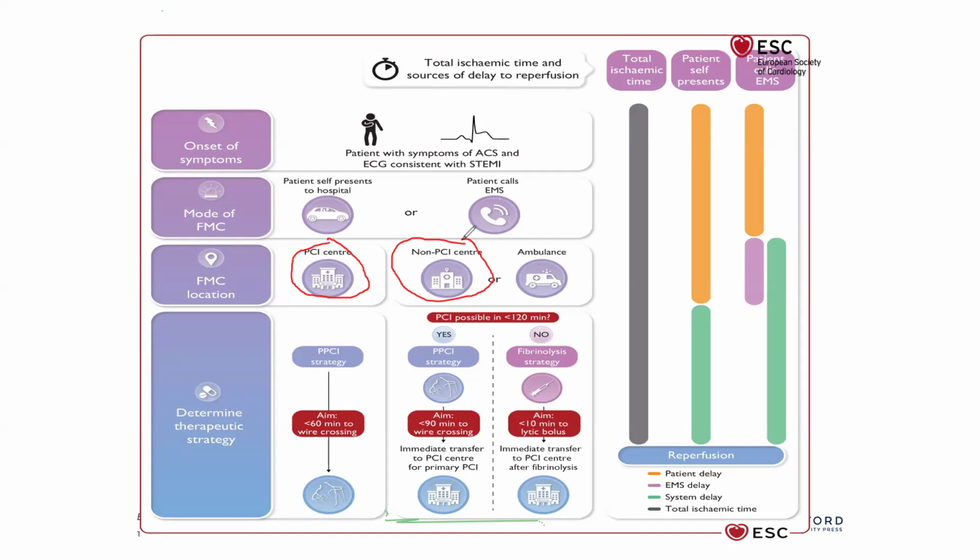So a patient comes with chest discomfort. You think it's an acute coronary syndrome. You do your ECG: ST elevation, STEMI. Can I do PCI in my facility? Yes. So you go to primary PCI in your facility and you're aiming for wire crossing at less than 60 minutes, because it's a primary facility where the patient reported.